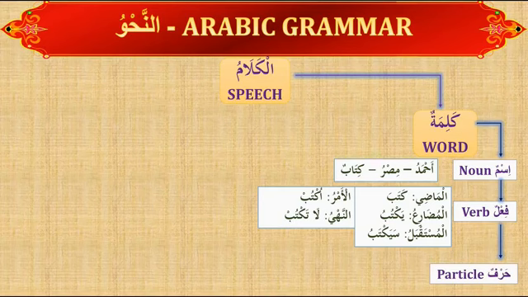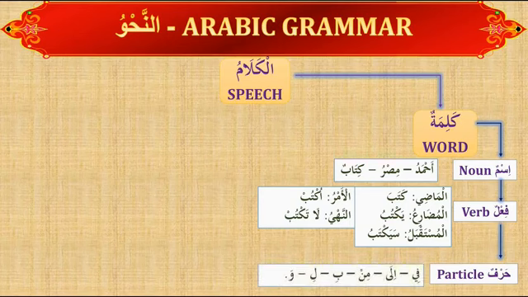The third type of kalima is harf, particle. A particle is a word in which the meaning will only be understood when it is used with other words in a sentence. Particles such as prepositions and conjunctions. Example, fi, ila, min, bi, li, wa. Fi is in, ila, to, min, from, bi, with, li, for, wa, and.